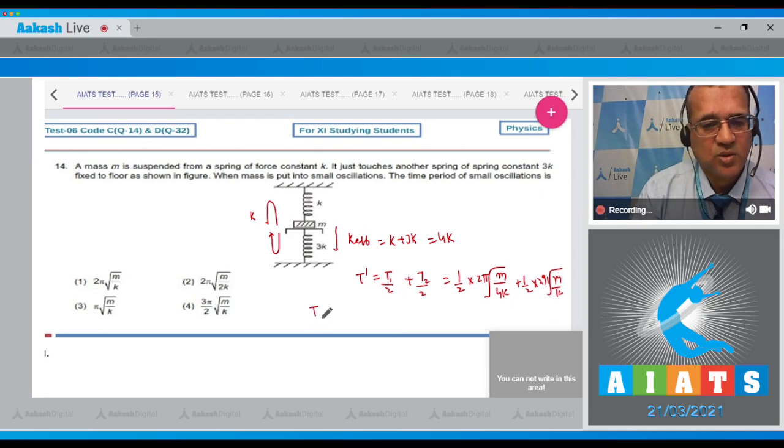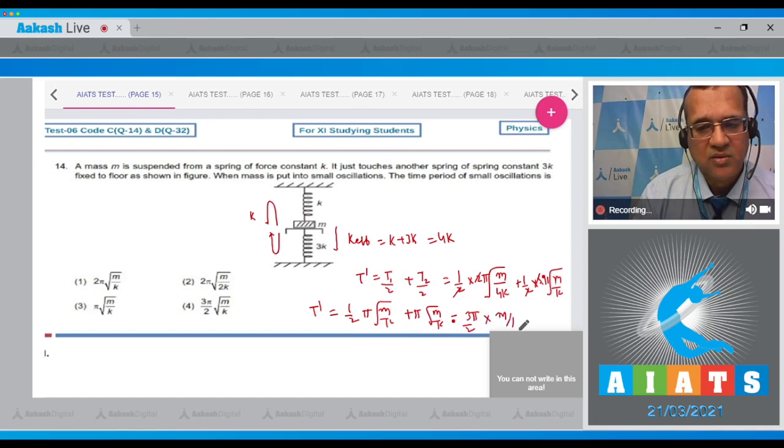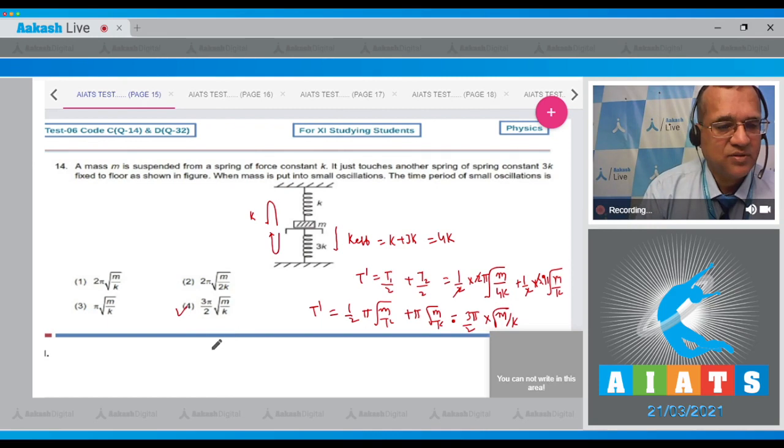So you can take something common. This is the total time for one oscillation from here to here. So 2 cancels with 2, and 2 can be taken out. So 1 by 2 into (pi root of m by k plus 2 pi root of m by k), and this becomes equal to 3 pi by 2 times the root of m by k. Now look at the options. Option number 4 is 3 pi by 2 root of m by k. Therefore, the correct option is option number 4.